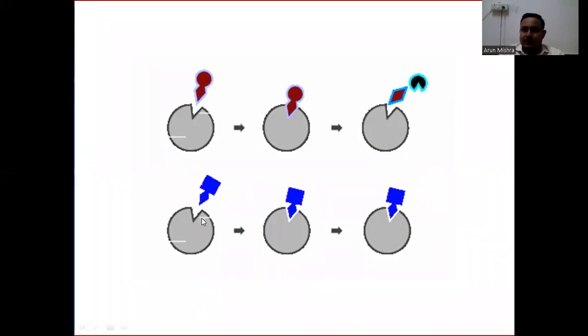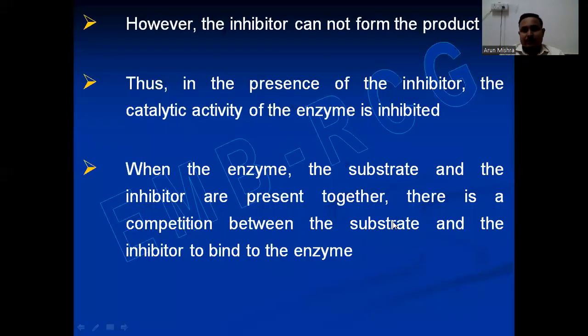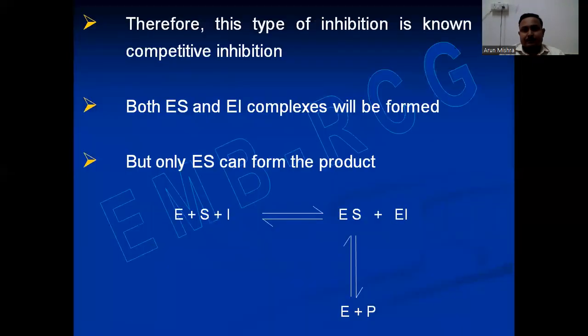Now, at the same site, an inhibitor can bind. And if an inhibitor binds with an enzyme, it forms an inhibitor enzyme complex, but that will not lead to the formation of the product. So this type of inhibition is known as competitive inhibition. Both enzyme substrate and enzyme inhibitor complexes will be formed, but only the enzyme substrate can form the product.